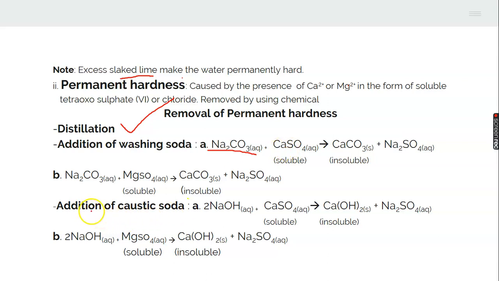Then the third method is that you can use caustic soda. Caustic soda is sodium hydroxide. Adding it to your water, you have this, and this is insoluble, so you can filter it off. Then the second one is also when you use magnesium tetraoxosulfate 6. So you can always follow that part.